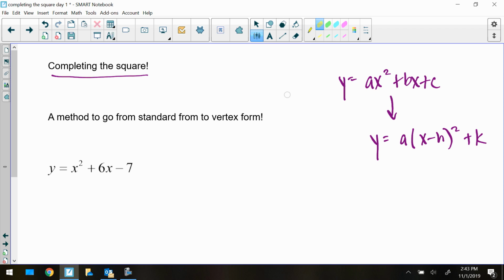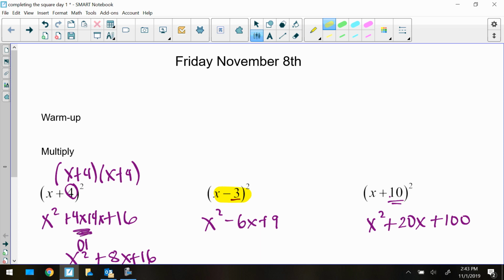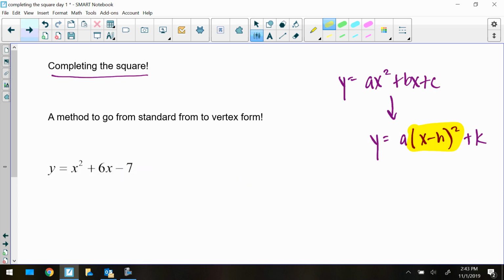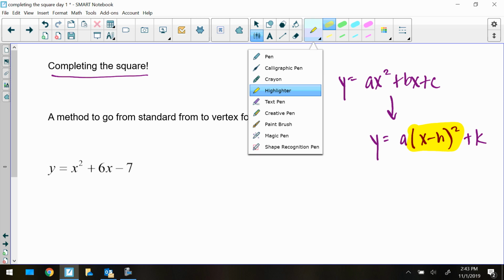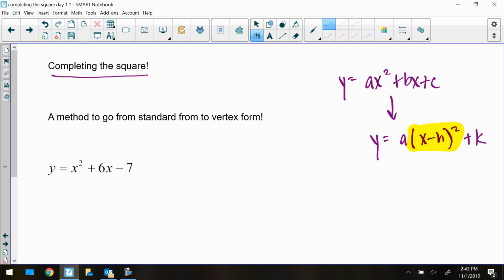So since we are trying to go in this direction, what I want to point out is that you actually have a square there. It's kind of like what I started. I'm going to flip back. It's what we started with in these. These are squares. They are the square of that binomial. So this is called completing the square. And it gets us from that standard form to vertex form.